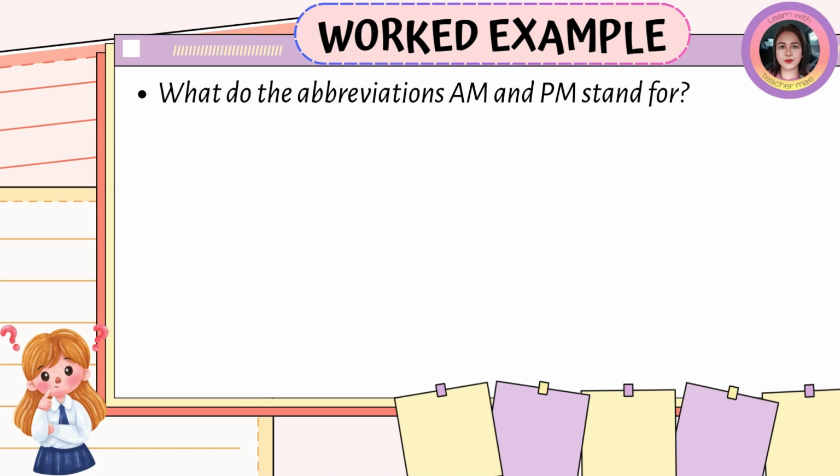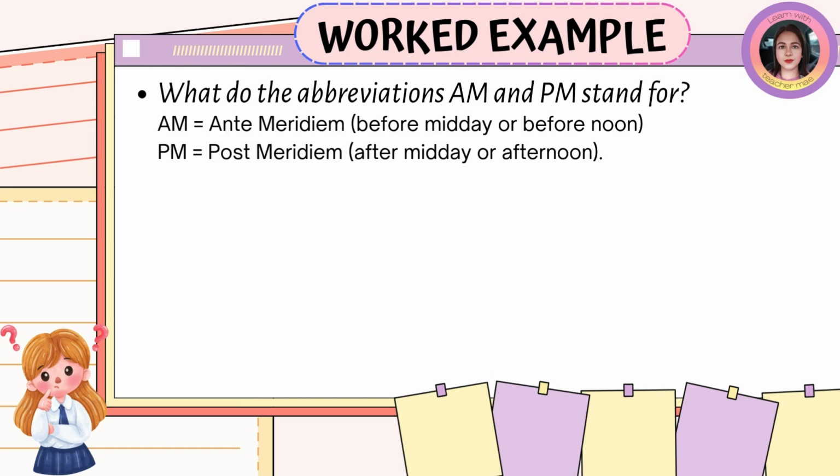What do the abbreviations AM and PM stand for? AM, antemeridian, before midday or before noon. PM, postmeridian, after midday or afternoon.